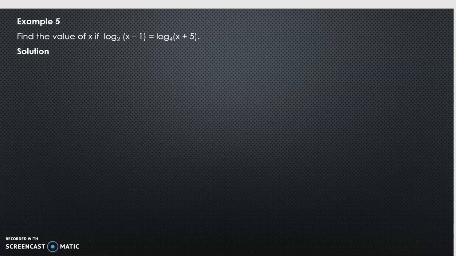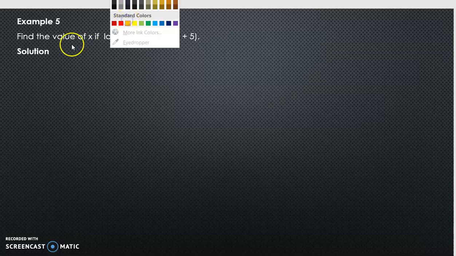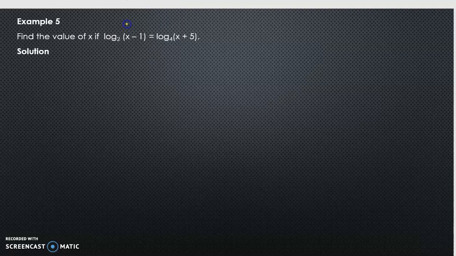Now we look at example 5. So in example 5, find the value of x if log x minus 1 base 2 is equal to log x plus 5 base 4. In this example, you can notice that we have two different bases. One is base 2, another one is base 4. Means that we need to change the base.